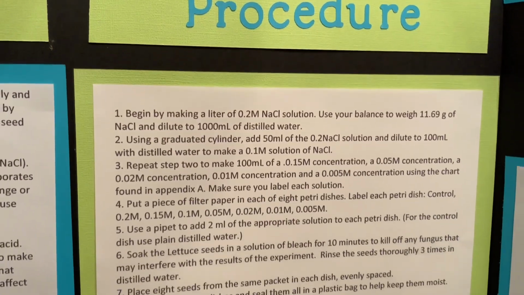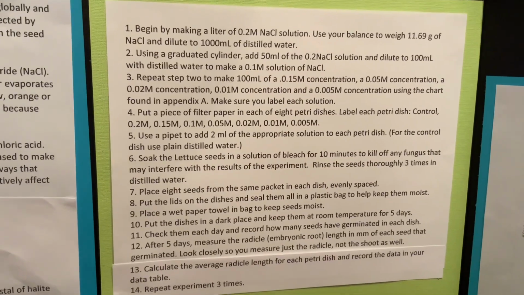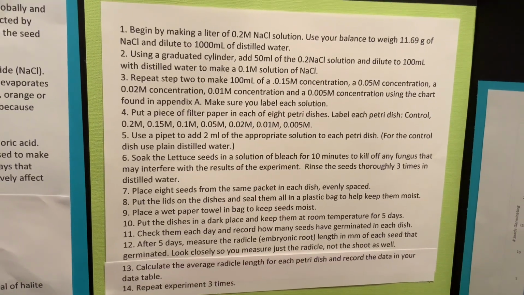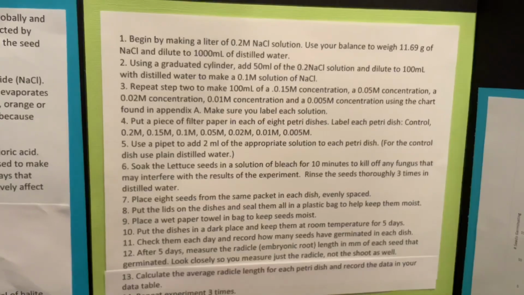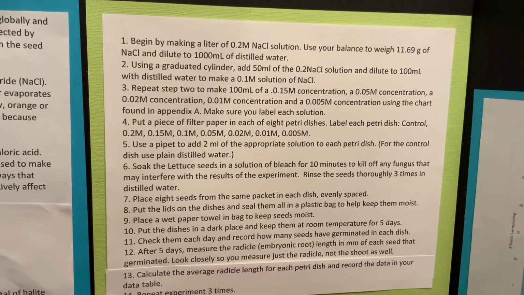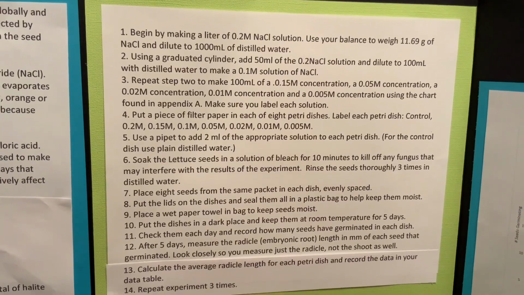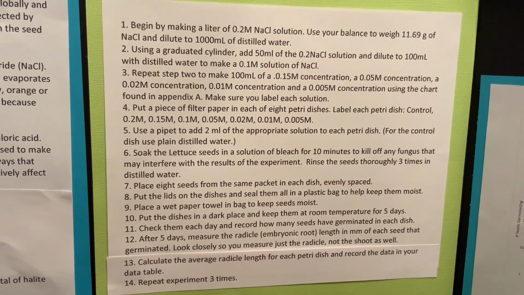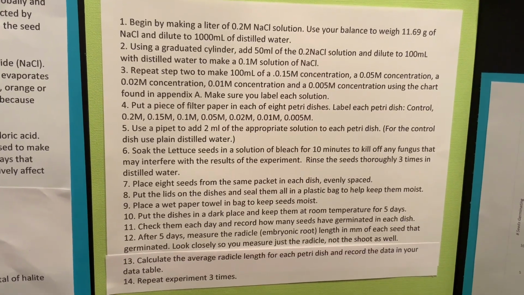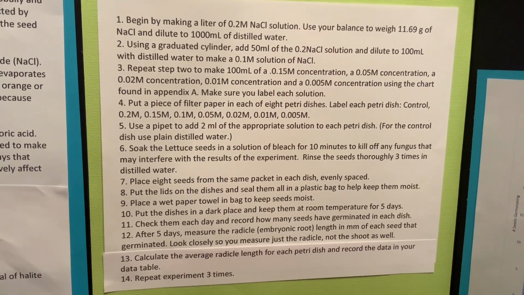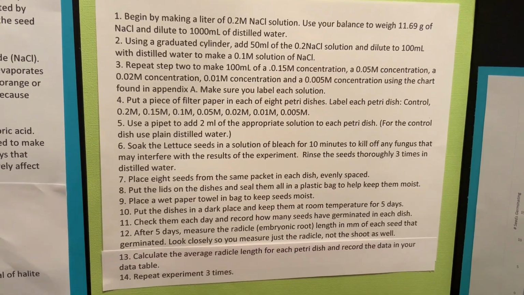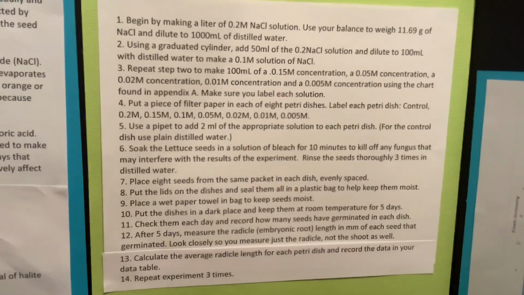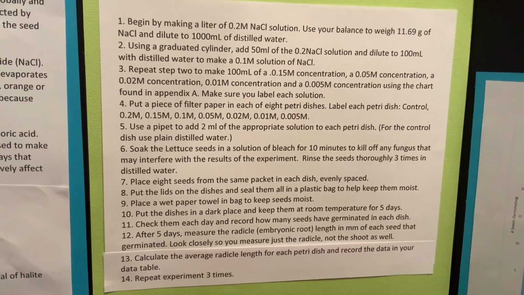Just like my original procedure, my final procedure involved making solutions with different concentrations of sodium chloride. The concentrations were between 0.2 moles and 0.005 moles. I also made a control, which was only distilled water. Before placing the lettuce seeds in the solution, I bleached the lettuce seeds to kill anything that could be living on the seeds. Then I labeled each petri dish with the number of moles of halite it will contain, and then I added 2 milliliters of each solution to the corresponding petri dish.